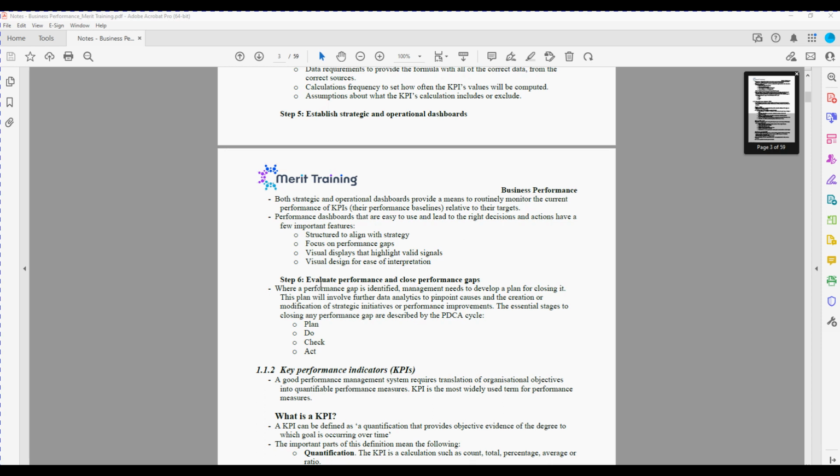Well, essentially the stages to closing any gap, described by the PDCA cycle, are plan, do, check, act. Plan. What is our plan? Let's be very specific about it. Figure out how we're going to close the gap. Do, actually going in and implementing the things in our plan. Checking in with management, checking with the people who are implementing it, checking the results. Did this actually change anything? Do we need to go back and adjust step 1 or step 2?